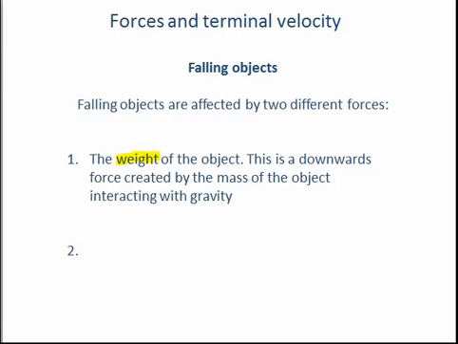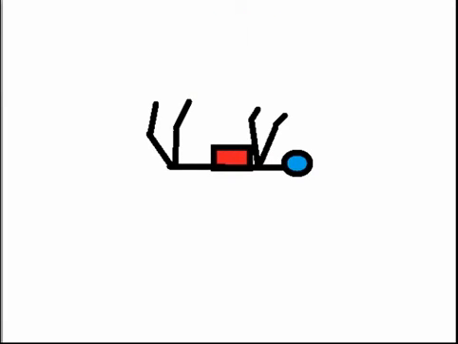And this may seem a little unusual to you at first because we don't usually think of weight as a force, but it is, and it is measured in newtons. And it's a downwards force created by an interaction between the mass of the object and gravity. So the weight, being a downwards force, causes him to fall in this direction.